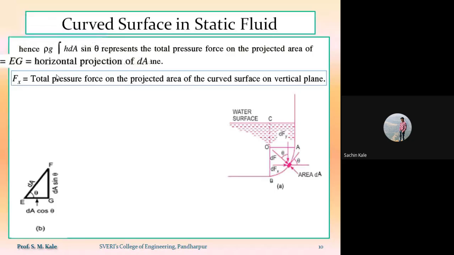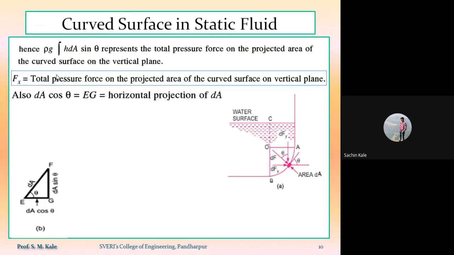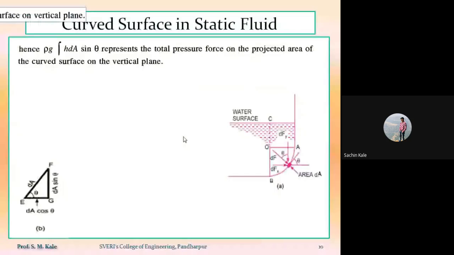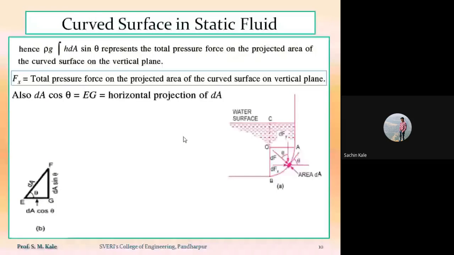Now if I want to calculate the value of Fy, त्याचा फॉर्म्युला काय होता? या ठिकाणी जर बघितलं, फॉर्म्युला Fy किंवा इक्वेशन rho g eta. So here h dA cos theta, h dA cos theta चा अर्थ काय?